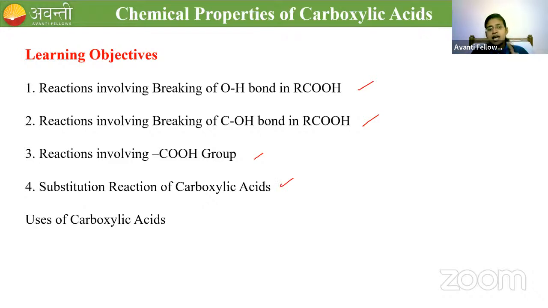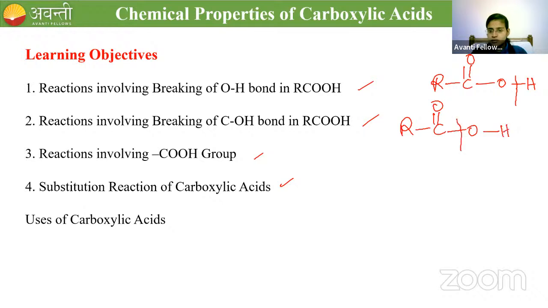First is the reaction involving the breakage of OH bond in carboxylic acid, this bond. The reactions which fall under the breakage of this OH bond will fall here. Then breaking of CO bond. Then the reactions involving the breaking of CO bond. CO bond means this bond. Okay, this one. Carbon, oxygen, single bond, not double bond.